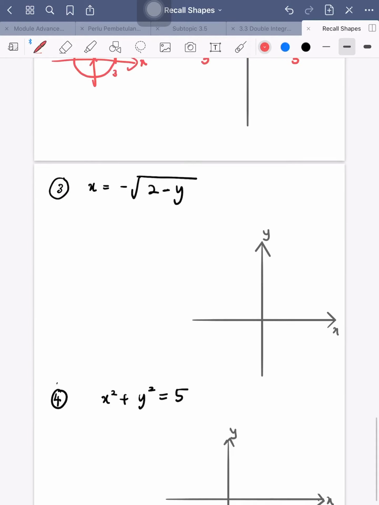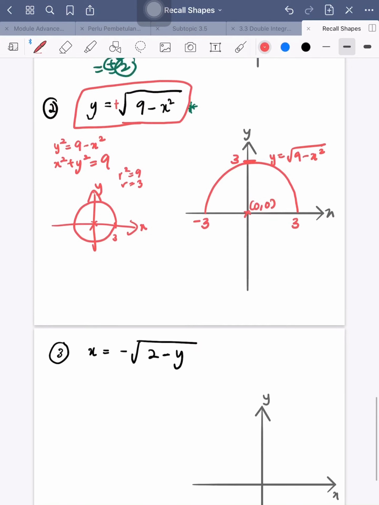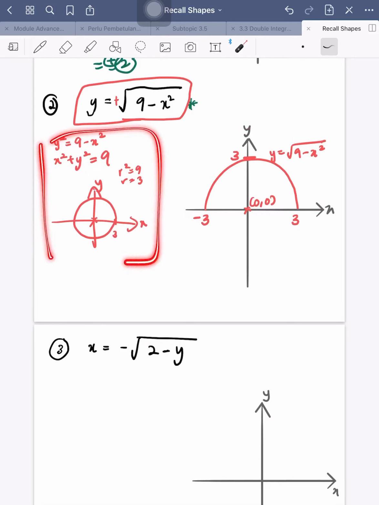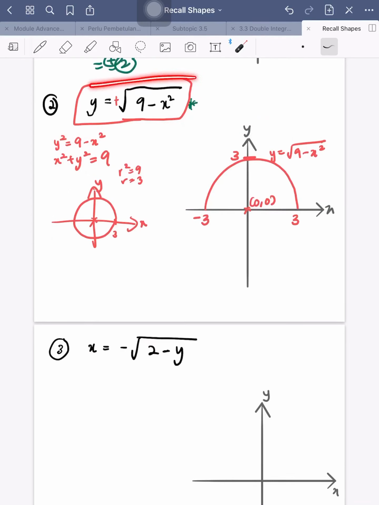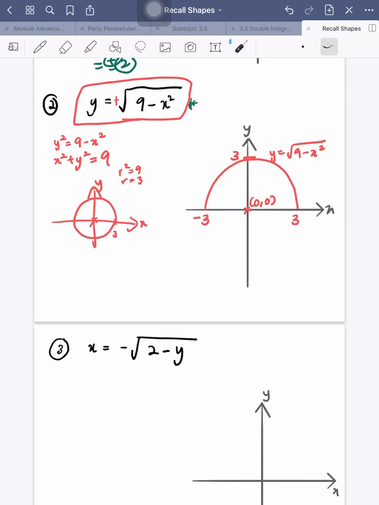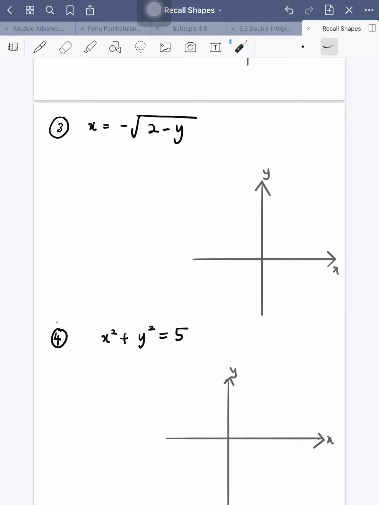Okay, next. Square root again. Be careful. What is the difference between this one and this one? This is the full picture of this one. But like I said, if you involve the square root, the diagram will be half of this one. The location of the half depends on the symbol in front here, positive or negative, and on the variable here: y positive top, y negative bottom, x positive right, and x negative on the left.